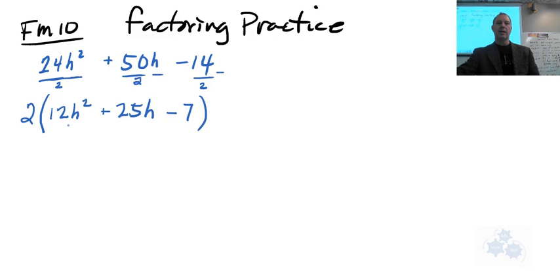Okay, so look again. You can always check to see if we've taken out the greatest common factor by checking again if there are any common factors that are noticeable here. Is there a common factor between these three terms here? Nope. 7's prime. No. We're good.